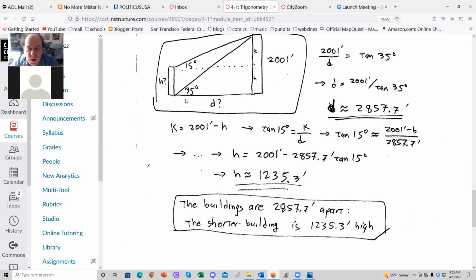Okay, so here are some questions. So 35 degrees, 15 degrees, 2,001 feet. What is the distance between the two buildings? What is the height of the shorter building? And here's a similar height. If you draw a horizontal, this should be an equal height. Call it h, the same h as this. And this remainder is k. So specifically, what's the height of the shorter building? What's the distance between the two buildings? And along the way, we'll figure out how much taller the second building is.